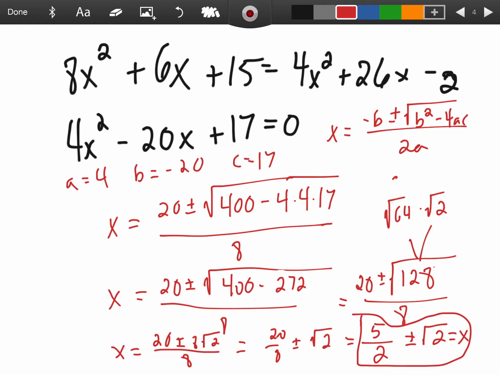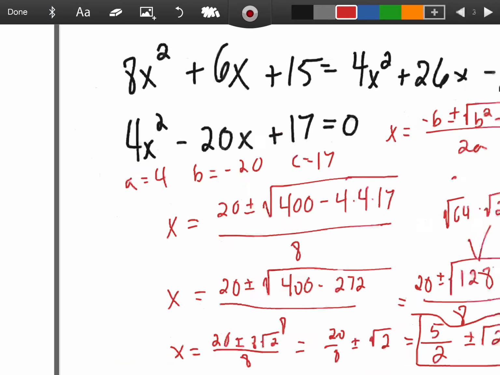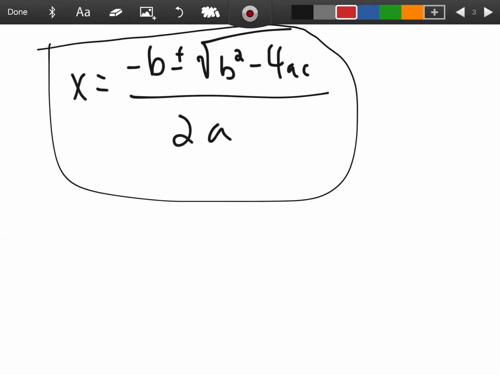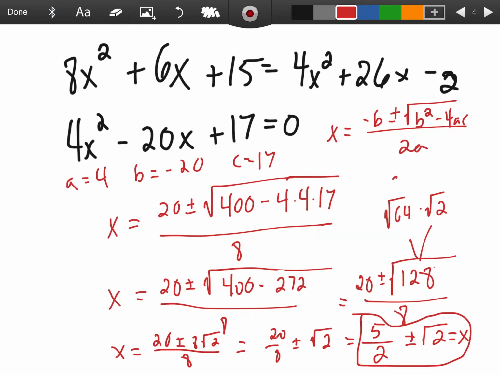So that is the quadratic formula. You don't necessarily need to know how to prove the quadratic formula. However, you do need to have it memorized. If you plan to use it, it must be memorized. It will not be given to you on an equation sheet.